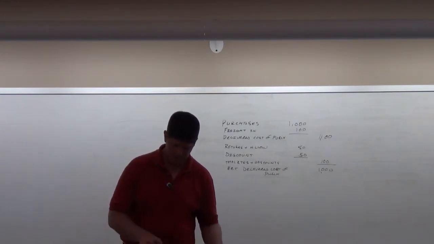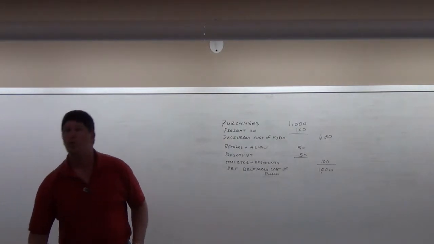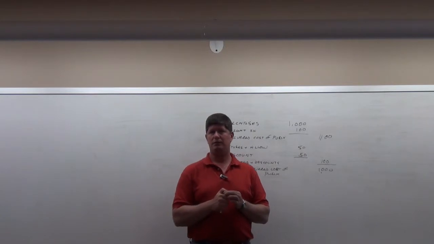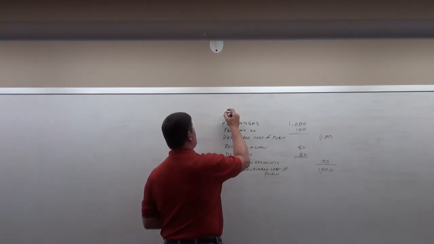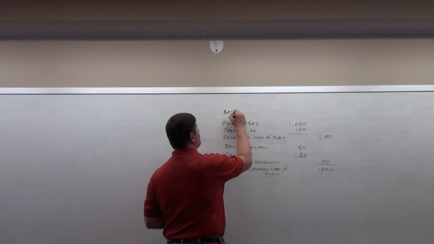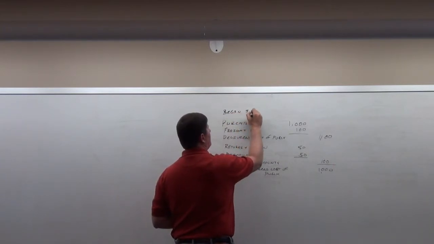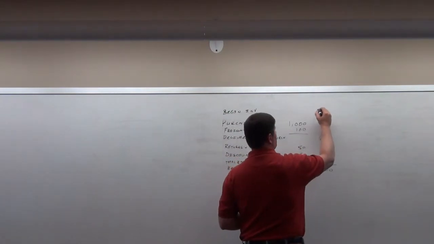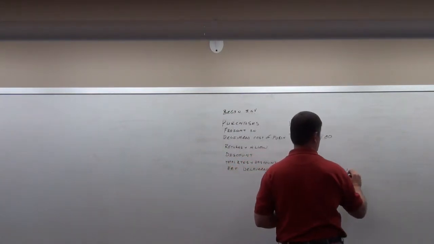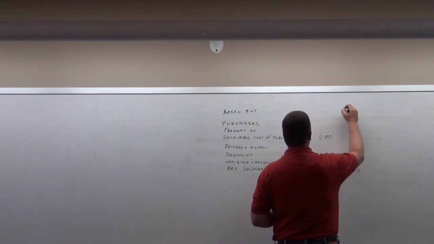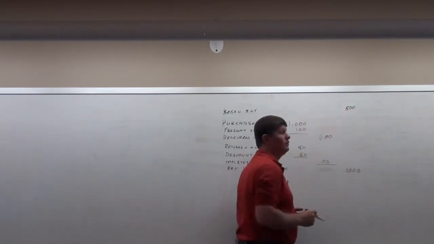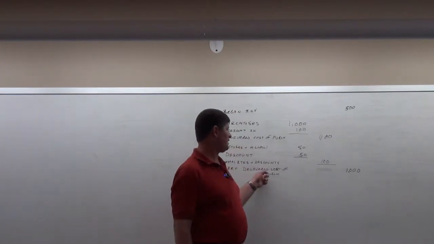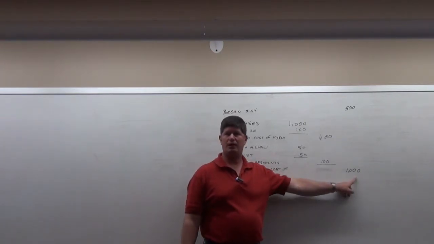I need a new marker. We had some stuff at the beginning that was already sitting on the store shelves. So we're missing something called beginning inventory. Let's say we had, I'm going to move this out here. Let's say we had $500 worth of stuff sitting on the store shelves at the beginning of the month. And we brought in this net delivered cost of purchases of $1,000.